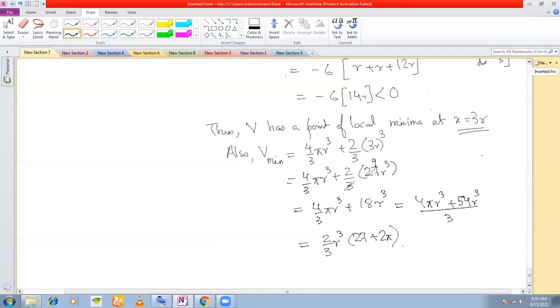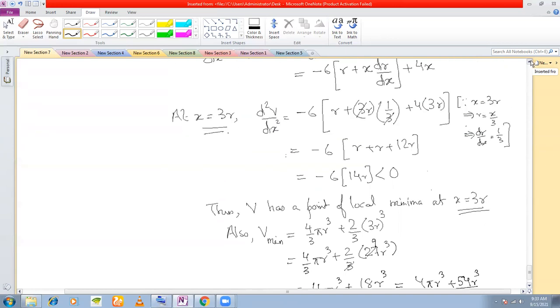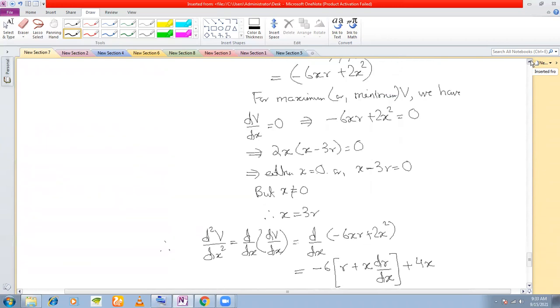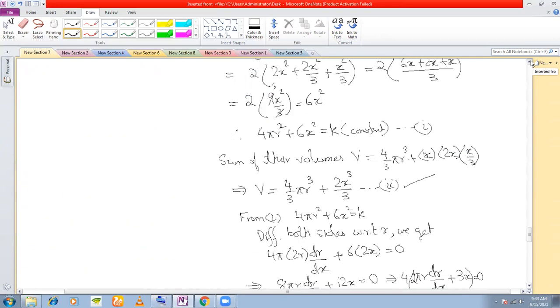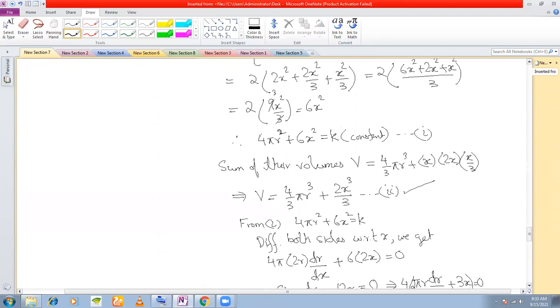Clear? Now this problem was a little different from all the other problems, because here, if you see, we were not able to find this in terms of a single variable, right? So what we did was we differentiated this also and found out dr dx from here, and this value of dr dx, when we differentiated this, we put it here.